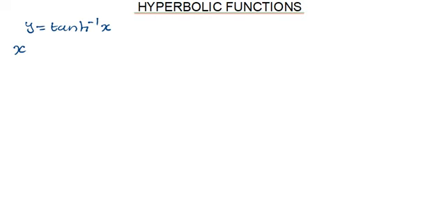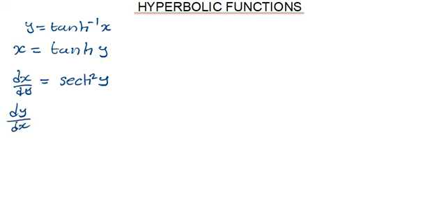In order to do that, we can express this as x equals hyperbolic tan of y. And what we do here is differentiate both sides. Remember, when you differentiate with respect to y, you are going to get dx/dy being equal to hyperbolic secant squared of y. So our expression for dy/dx will be equal to 1 over hyperbolic secant squared of y.